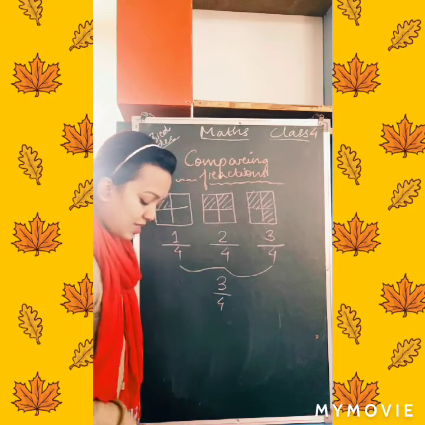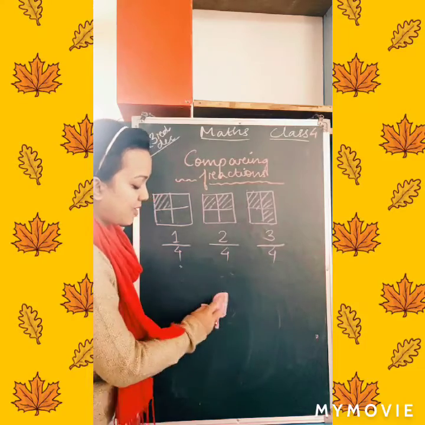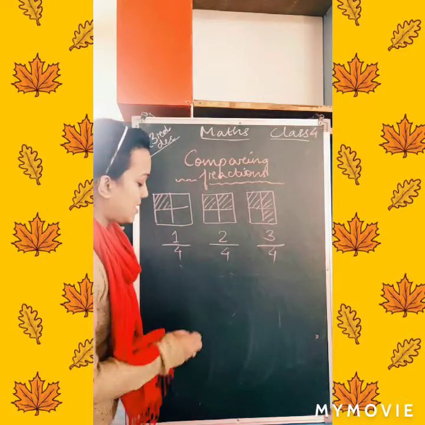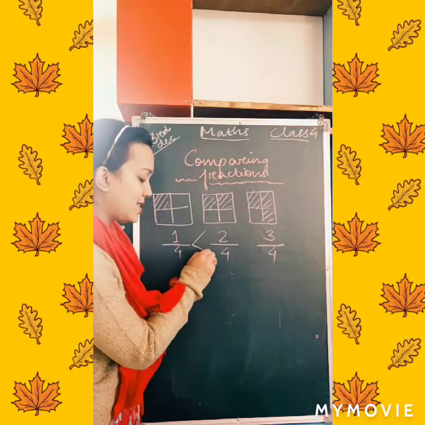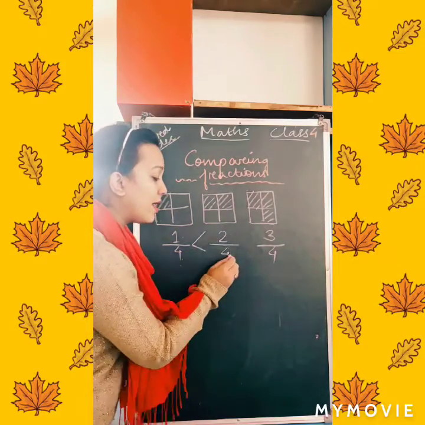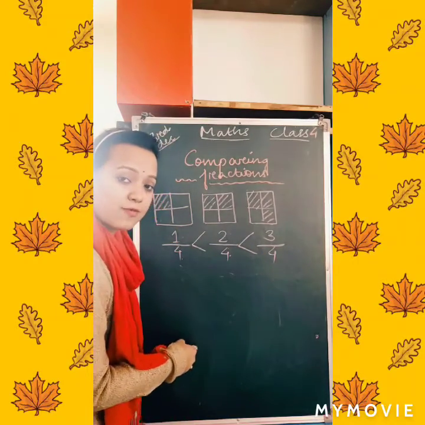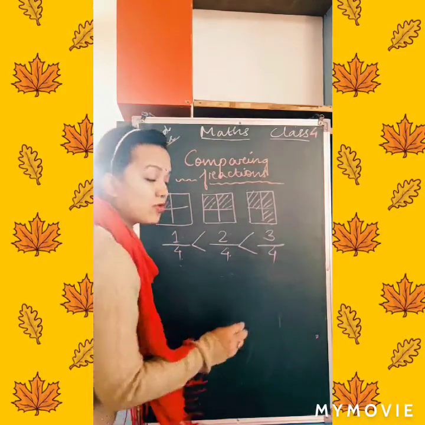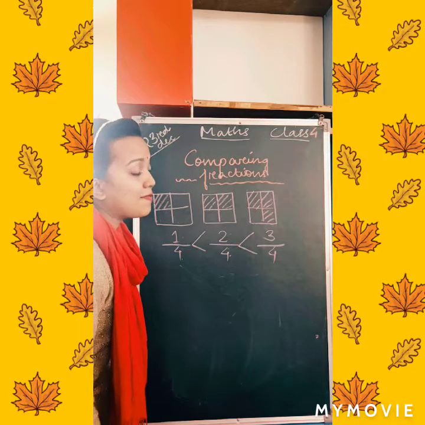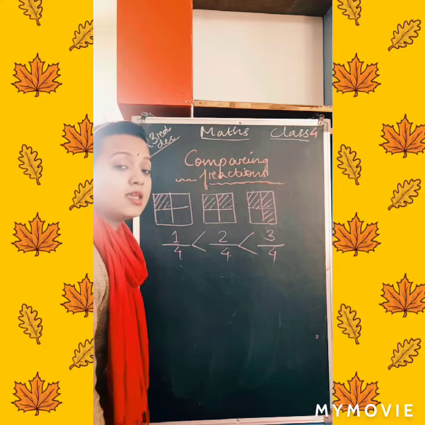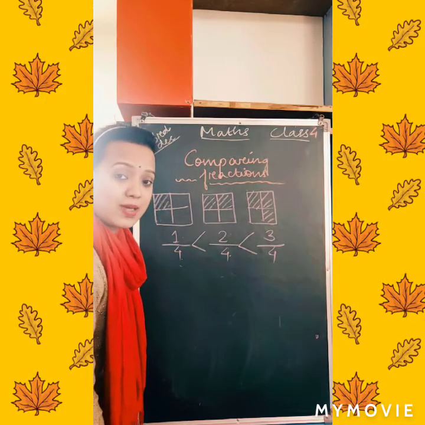So, now the same thing I can write in some order, such as 1 by 4 is lesser than 2 by 4, 2 by 4 is lesser than 3 by 4. Correct? So, in this way also I can write. Here I have compared 3 figures using this particular method.